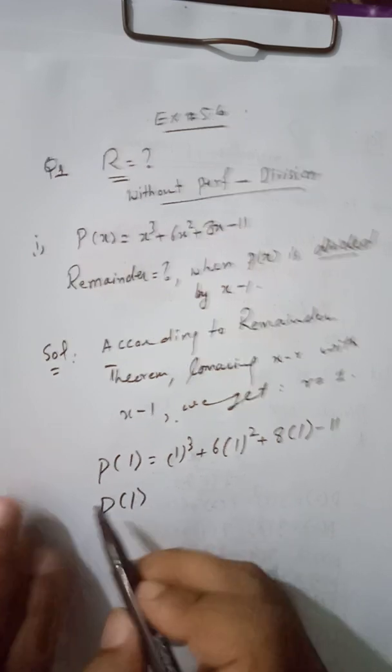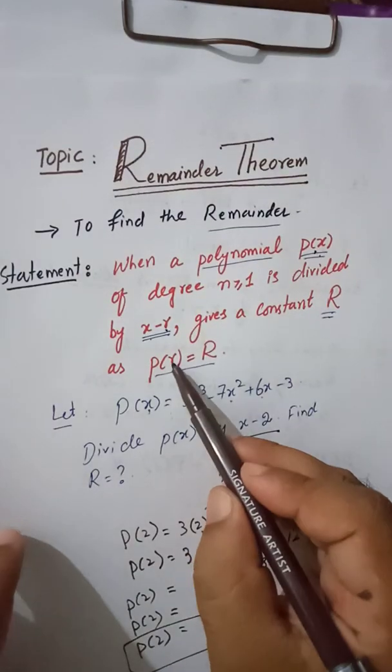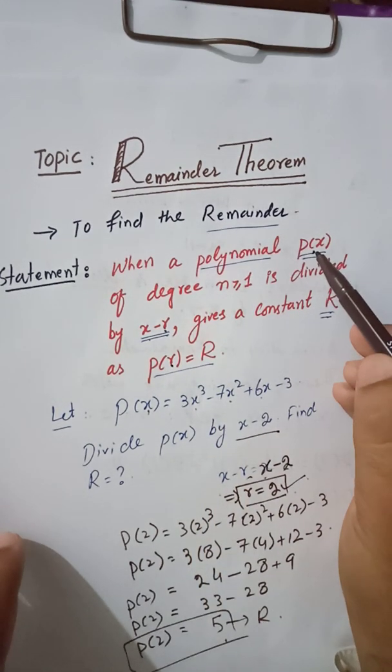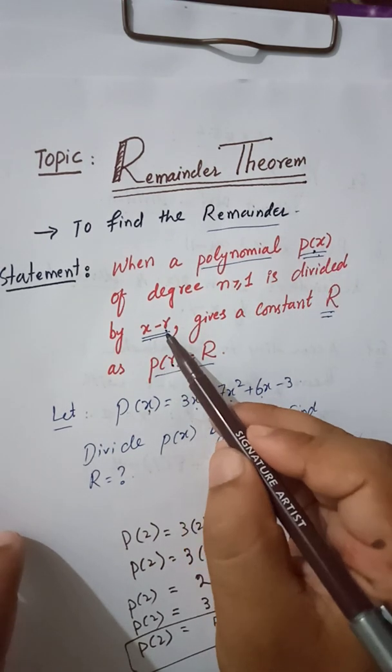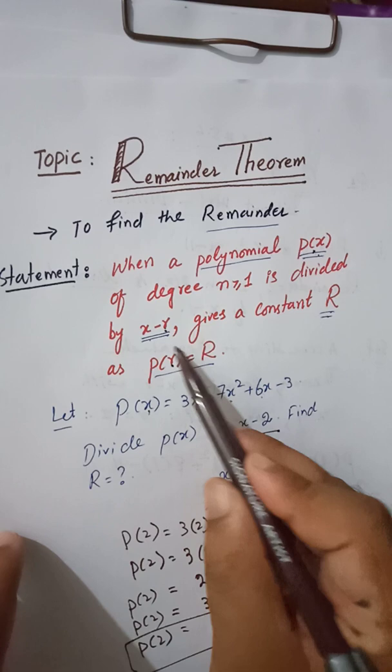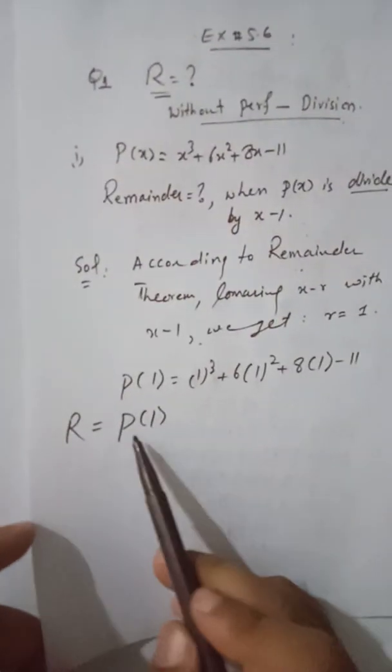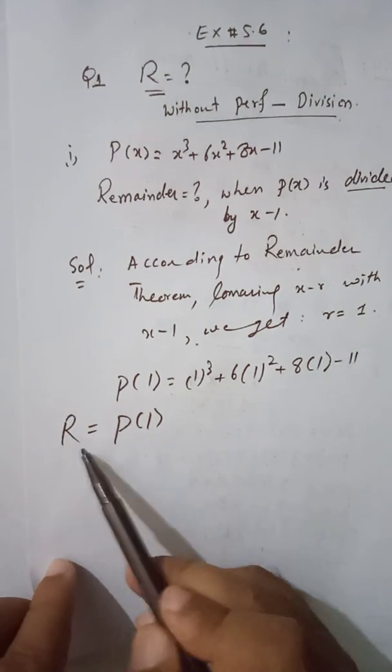So p of 1 is actually your remainder, because you see in the statement that when you plug r in place of x in the given polynomial, and that polynomial is divided by x minus r, this p of r is equal to the remainder. So now this is my p of r because the value of r is 1. So this is my remainder.